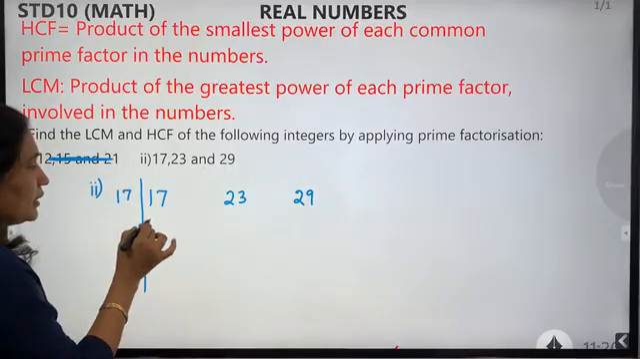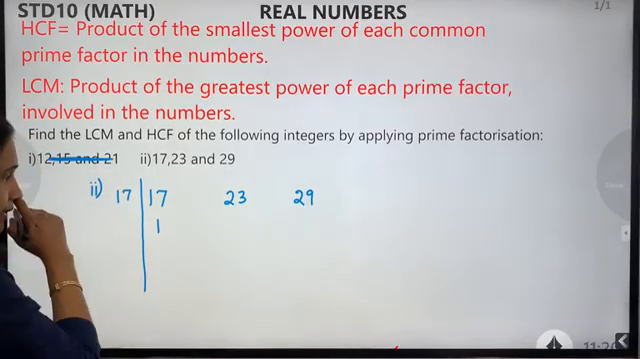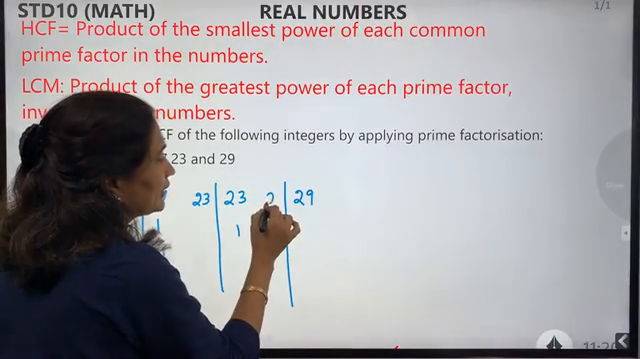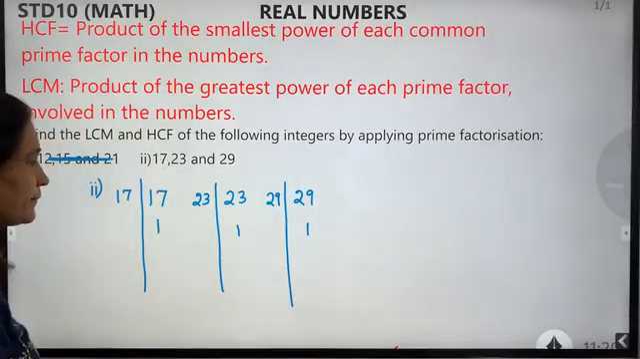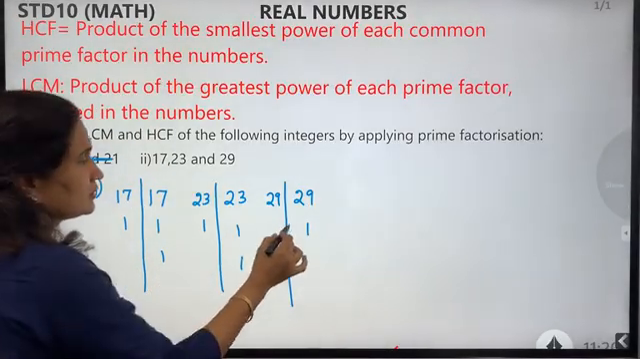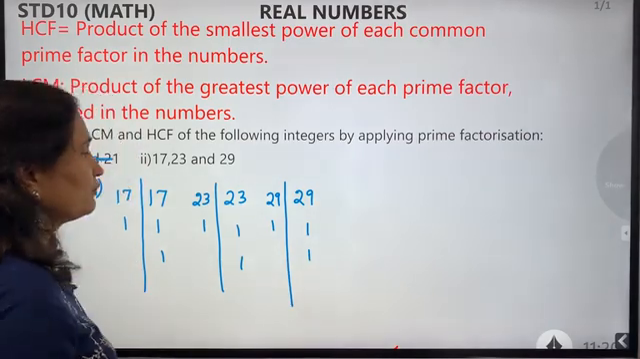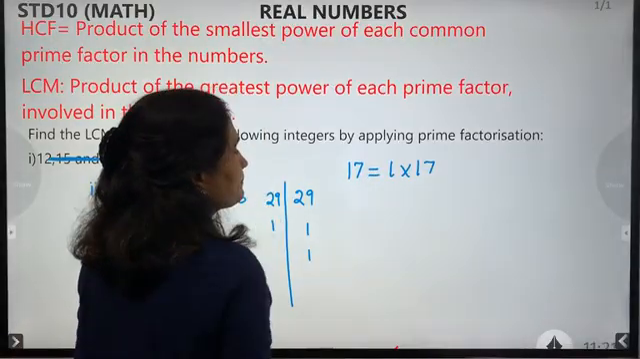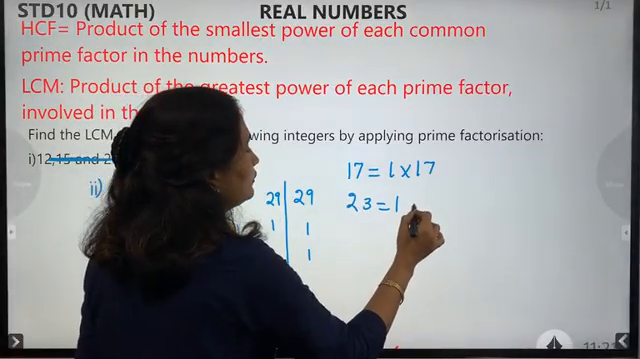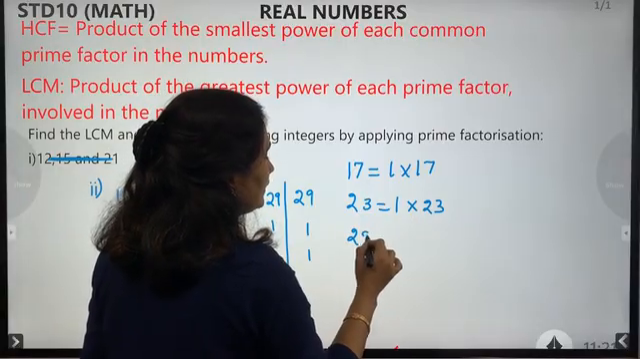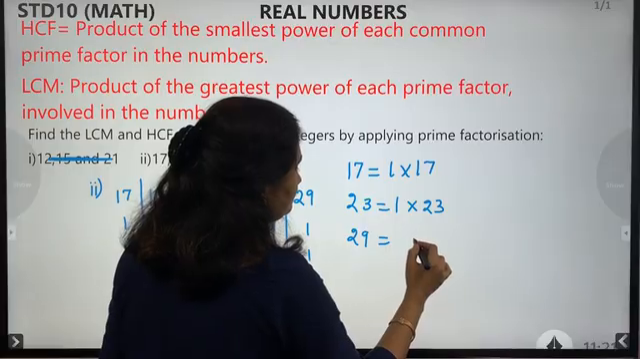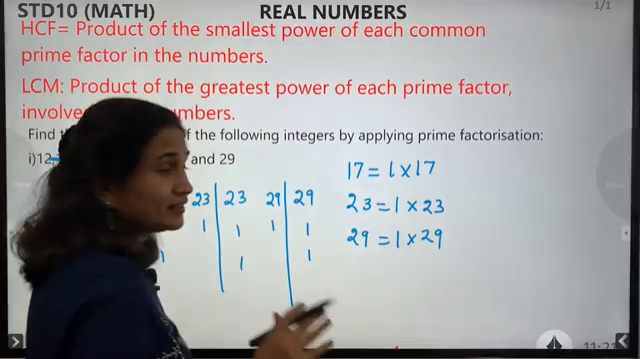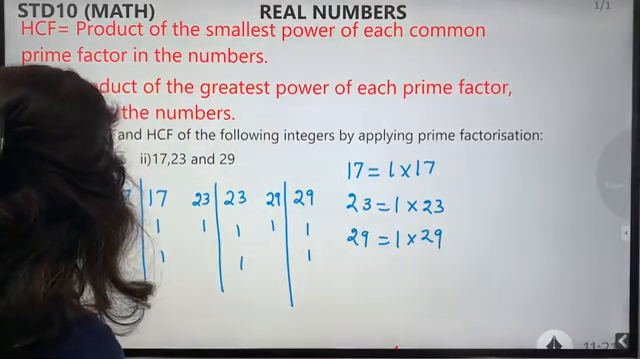So 17 ones are 17, that's it, right? The second one is 23 ones are 23 and 29 is also a prime number, so 29 ones are 29. 1 ones are 1 also you can write over here, and hence what are your factors? Your factors are going to be, for 17 it will be equal to 1 into 17. 23 is equal to 1 into 23, 29 is equal to 1 into 29. Done. Easiest sum.